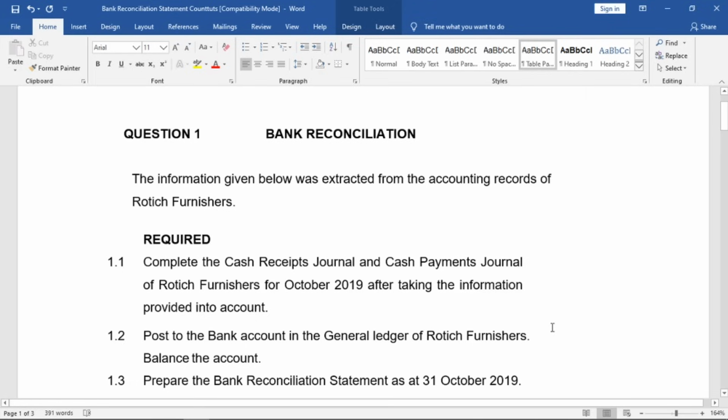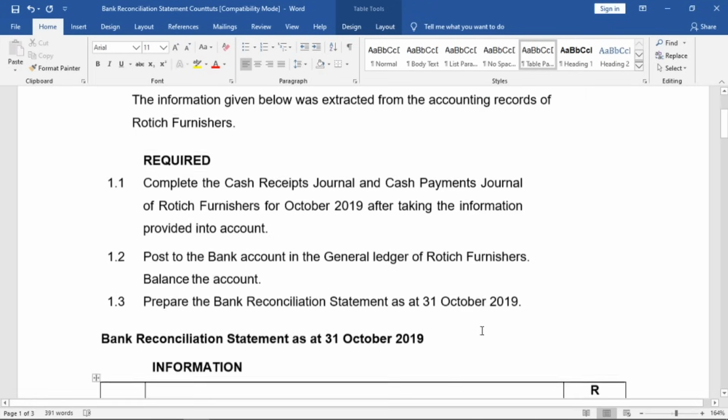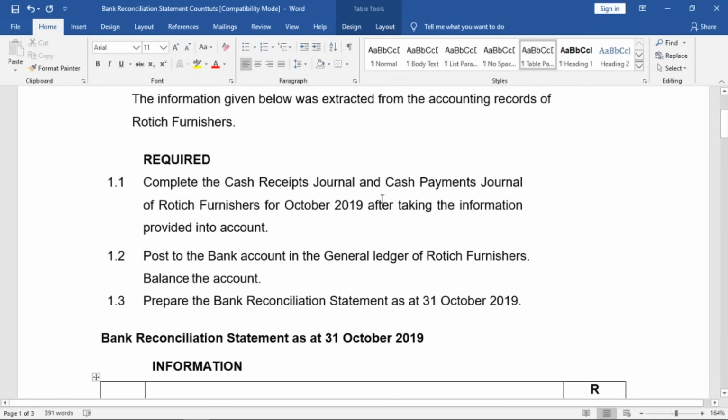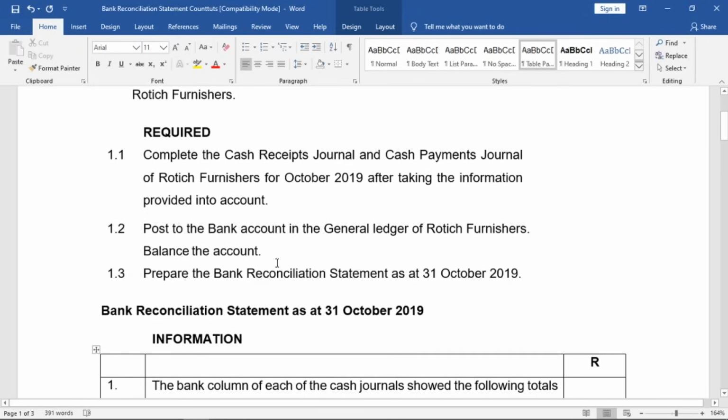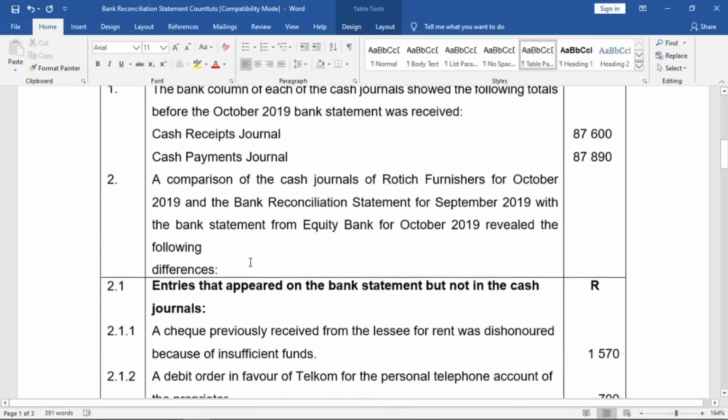So here we have the question for the bank reconciliation. What it requires us to do is to complete the cash receipts journal and cash payment journal for Rotich Furnishers for October 2019 after taking the information provided into account. We are also asked to post to the bank account in the general ledger of Rotich Furnishers and to balance the account, and to prepare the bank reconciliation statement as at 31st of October 2019. So we're given information down here.